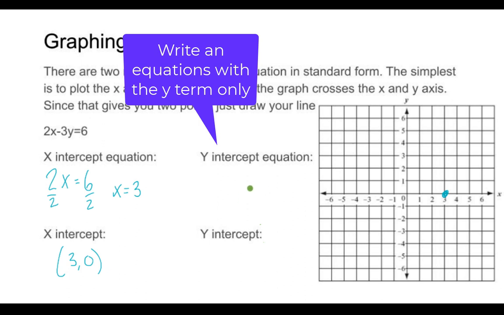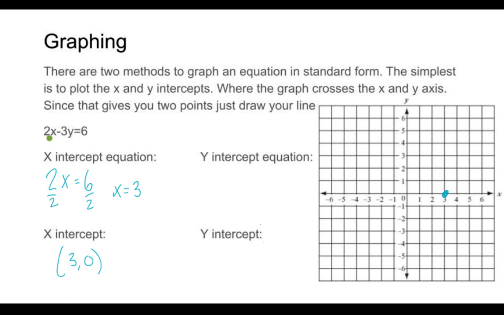We're going to do the same thing for the y-intercept. Since at the y-axis, the x value is 0, 2 times 0 would be 0, that would cancel out, leave us with negative 3y equals 6. Divide both sides by negative 3. And y is negative 2. So the y-intercept is 0, negative 2. So down here. Since all we need is 2 points to graph a line, we can just draw the line through those and we're done.